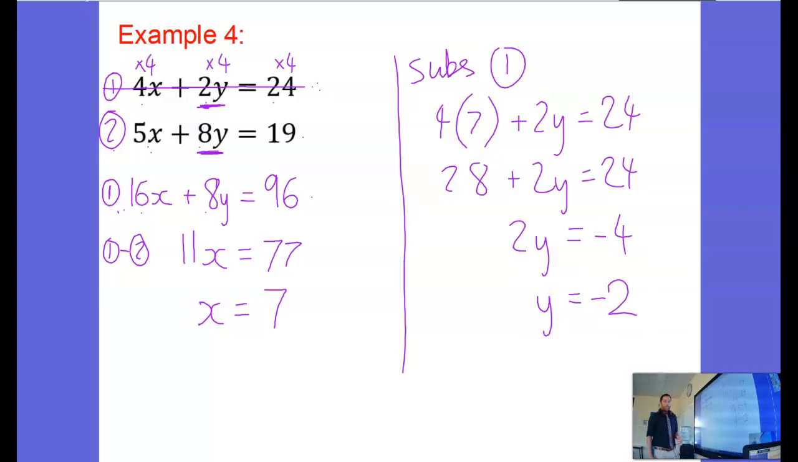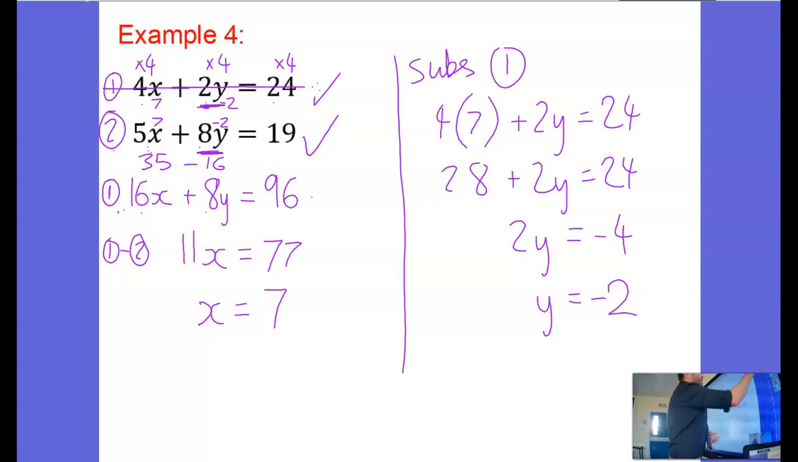And do remember to check your answer. So let's substitute into this one. Well, let's do the top one first. 4 times 7 is 28. 2 times minus 2 is minus 4, and 28 minus 4 is 24. It works. 5 times 7 is 35. 8 times minus 2 is minus 16. Is 35 minus 16, 19? Yes, it is. I can self-check these if I so desire.